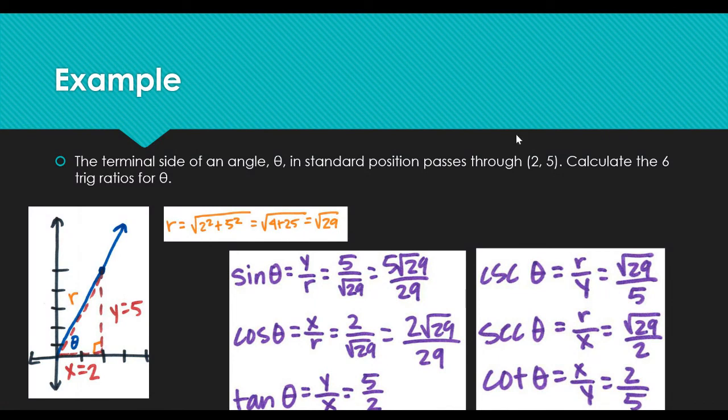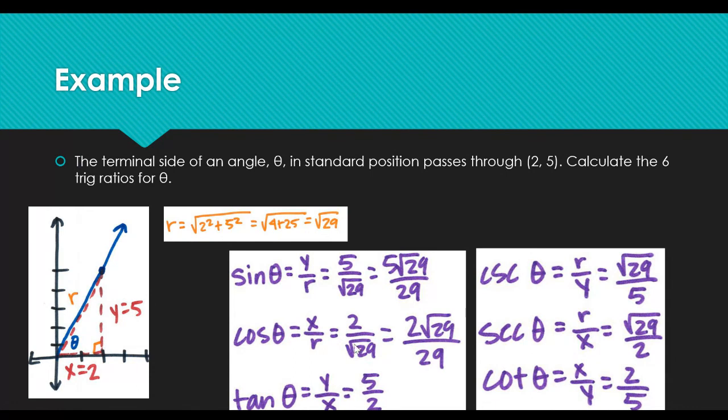And from there, we're just plugging stuff in. So I have sine is y over r. Well, my y is 5. We just found r is square root of 29. So 5 over square root of 29, rationalize that, 5 square root of 29 over 29. Cosine is x over r, so x is 2, r is square root of 29, 2 over square root of 29, and then you rationalize. Tangent is y over x, so it's just 5 over 2. Then you do your flips upside down. Cosecant would just be sine flipped. So I would flip this 5 over square root of 29, and you get square root of 29 over 5.